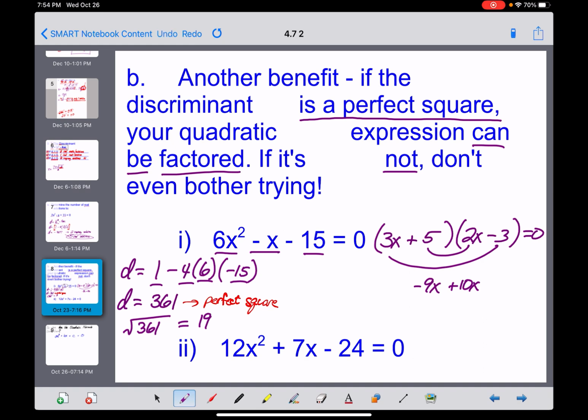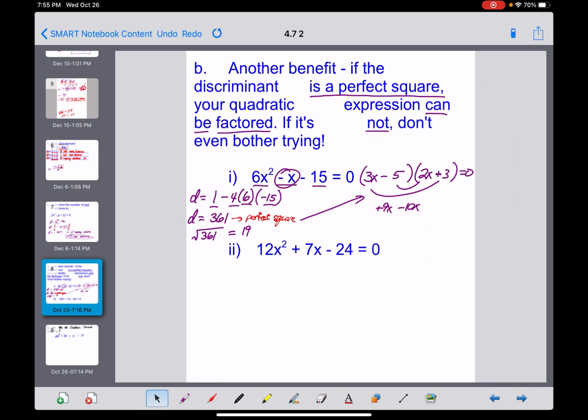It's just the opposite. So all that tells me is I got my signs backwards, guys. So instead of a plus 5 and a minus 3, I think this is going to be a minus 5, and this one will be a plus 3. And there's a plus 9x, and there's a minus 10x, and that gives you the negative x that you were looking for. So hey, because our discriminant was a perfect square, we can spend the time trying to factor that.